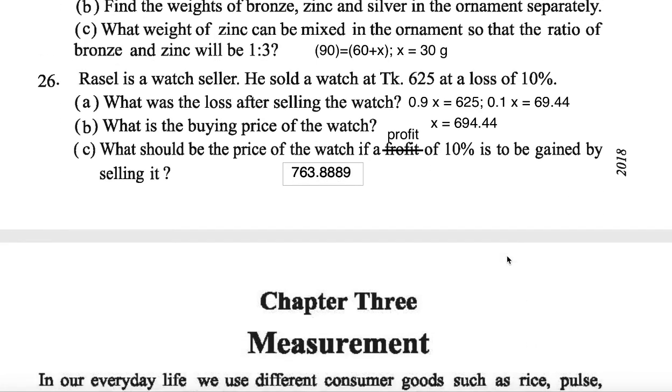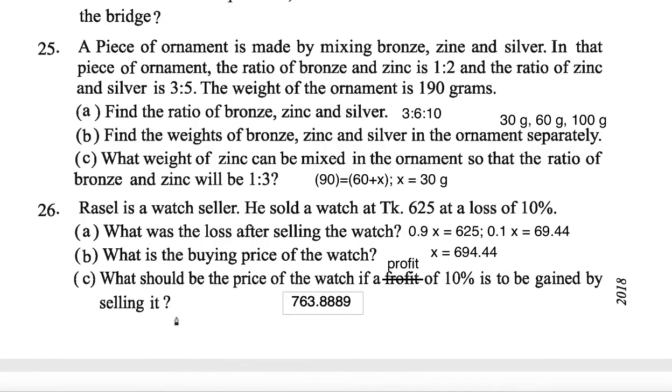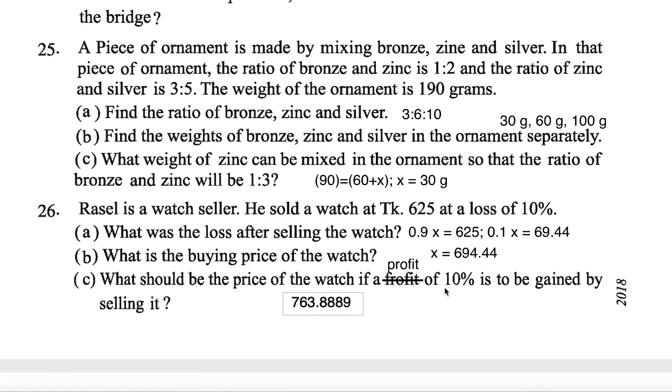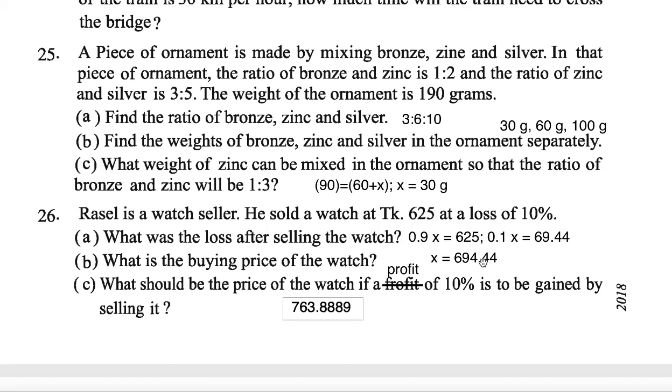Okay, that's it, guys. This is the end of chapter 2. I hope you understood this last one. This is the price. If you have to get 10% profit, 10% of x must be added, so the selling price is 1.1x. This is the answer.